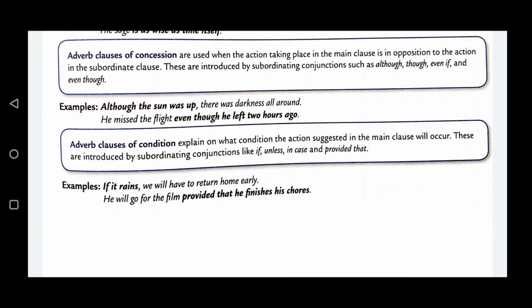If it rains, we will have to return home early. Condition है, अगर रेन हुआ तो हमें घर जल्दी जाना होगा, otherwise no. He will go for the film provided that he finishes his course. फिल्म पे तभी जा सकता है अगर वो अपना काम खत्म करे, तो हमारे पास एक कंडीशन है, राइट? एक कंडीशन है तो ही आप दूसरा काम कर पाओगे, इसीलिए इसे कहते हैं एडवर्ब क्लॉज ऑफ कंडीशन.